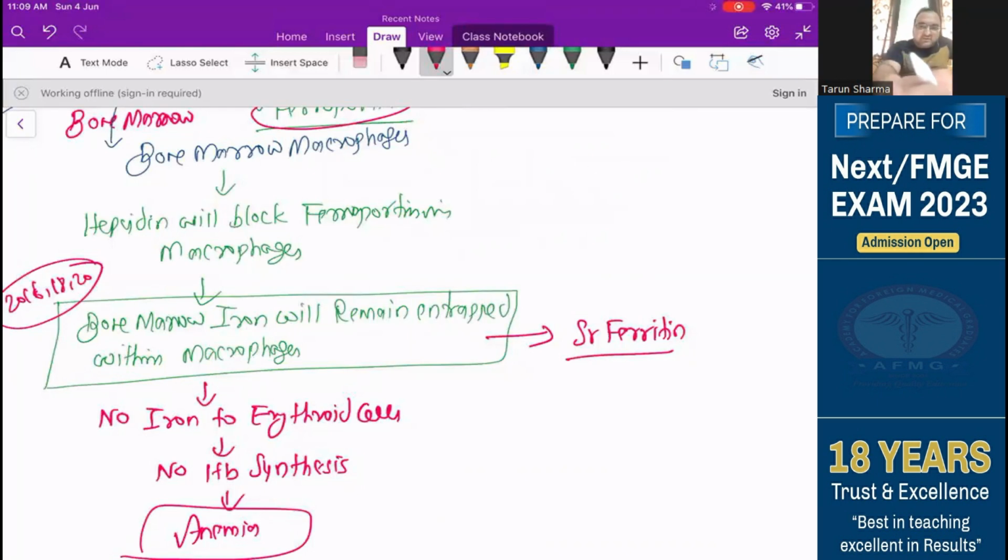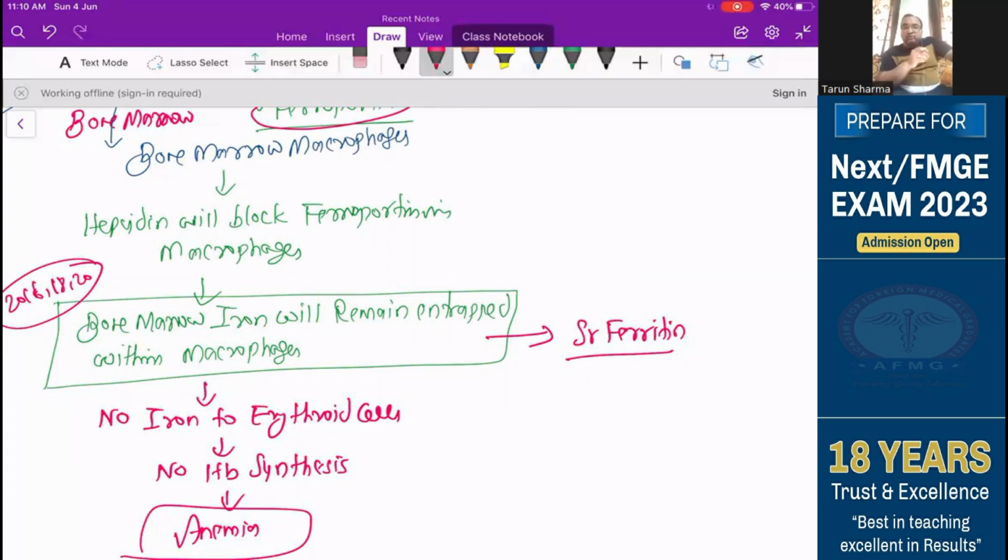Like in iron deficiency anemia, you must have seen that the serum iron is falling, bone marrow iron is also falling. That's why the serum ferritin is also falling. But here, what is happening? Serum iron is falling because iron is not able to be absorbed from the GIT. But what is happening to serum ferritin?